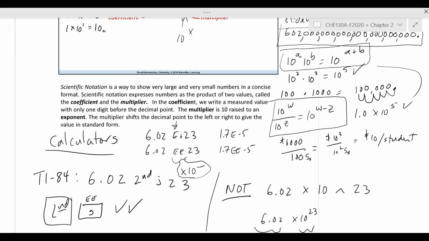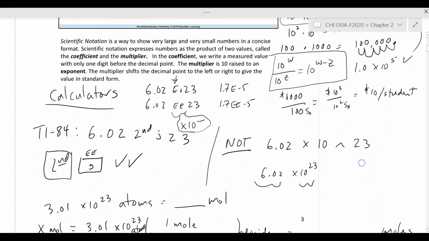But what you have to do to get it is hit the second button and then the comma button, because the comma button has an EE on top of it. So typing in Avogadro's number, the number I had up on the right, I would type in 6.02, second, comma, 23, and that's 6.02 times 10 to the 23rd, which will show up in your calculator as something like 6.02 E or EE23, depending on the calculator.